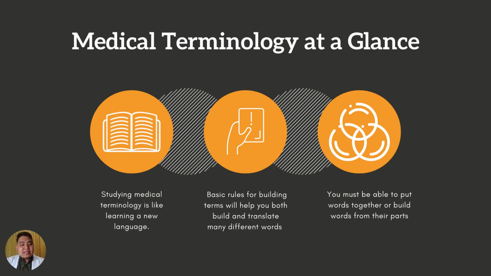Second, the basic rules for building terms will help you both build and translate many different words. Out of the combination of words that you have derived, you establish different meanings, definitions, and aspects of a specific medical term. And lastly, you must be able to put words together or build words from their parts. In this subject, we will be forming words out of the principal root word, the prefix, the suffixes, and so on. We will do that later at the end of this session.